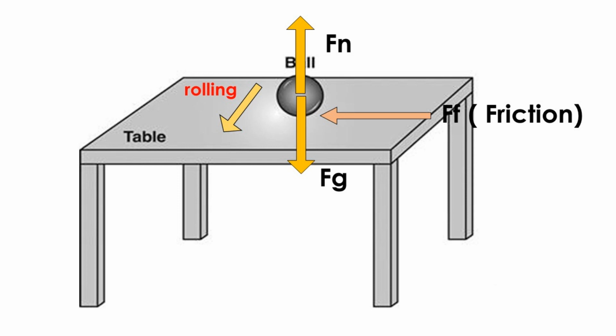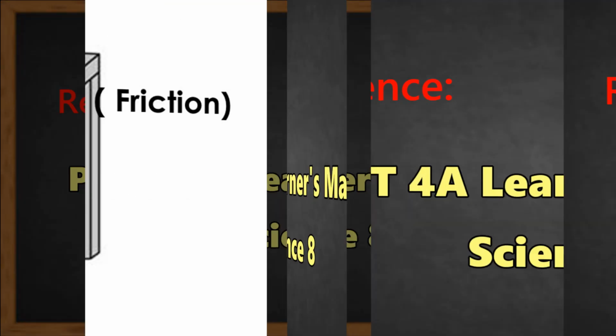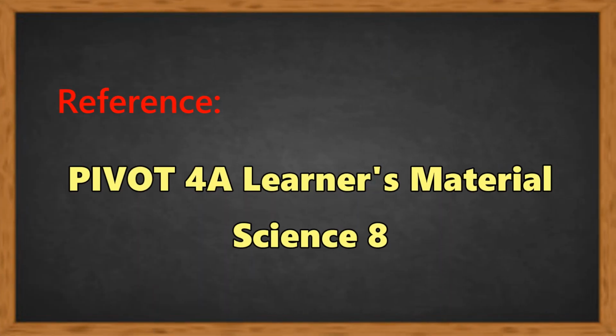Again, due to the unbalanced force, the object changes its state of motion. Hence, we say that it accelerates. Note that acceleration is not just an increase in velocity, but also a decrease in velocity. For you to measure your understanding of this lesson, please answer Learning Tasks 1 to 5 found in your module.